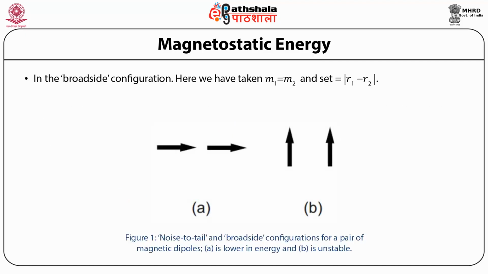in the broadside configuration. Hence, we have taken m1 is equal to m2 and set r is equal to modulus of r1 minus r2. Hence, freely suspended dipoles tend to aggregate in threads. Figure 1 shows the nose to tail and broadside configurations for a pair of magnetic dipoles. In A the energy is lower, and for B it is unstable.